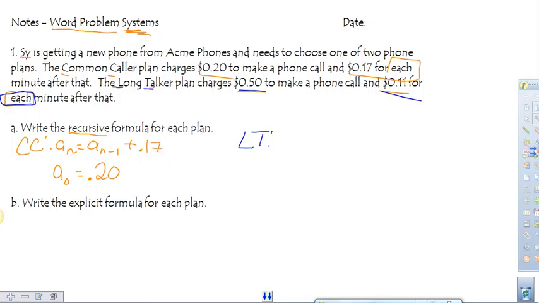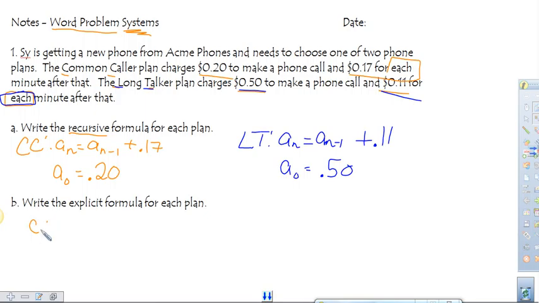Okay, where our Long Talker, again, we've got a recursive formula, a sub n equals a sub n minus 1, and our a sub 0. So it charges 50 cents to make a phone call. That's our initial cost, and then 11 cents after that. Okay? Then you're really good at changing these into explicit.